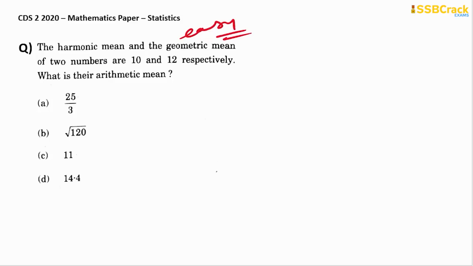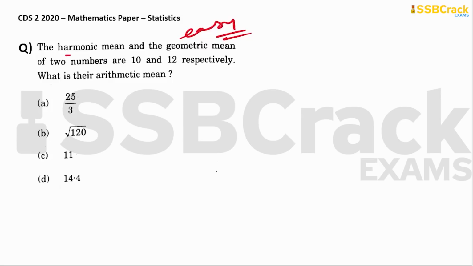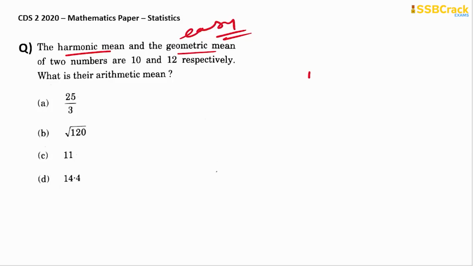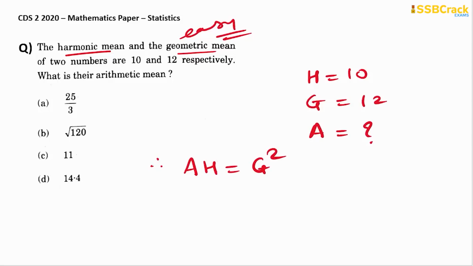All right, and here is the last question based on the statistics, and this was also the easiest question part of CDS 2 2020 based on the statistics. Simple. They have given us the harmonic mean and the geometric mean. All right, so they have given us H value and they have given us the geometric mean G value. And what have they asked about? Arithmetic mean, that is A. So if you know very well the relation between arithmetic, geometric and harmonic mean, that A into H is equal to G square, you are done.